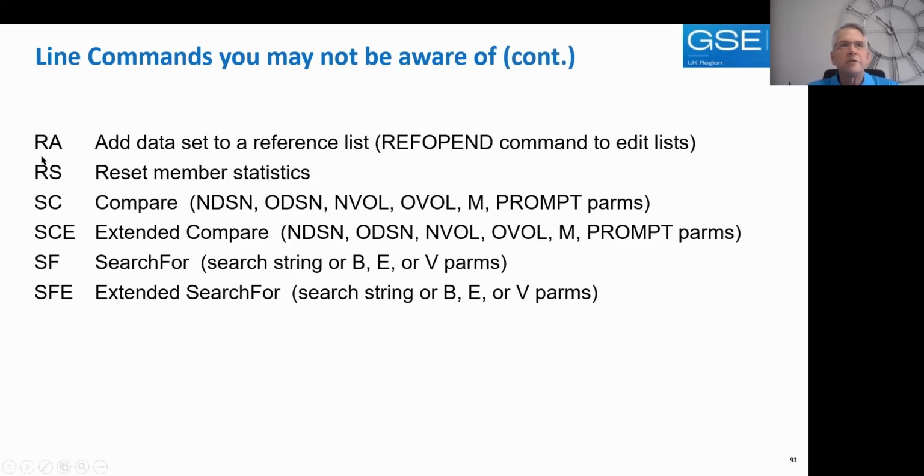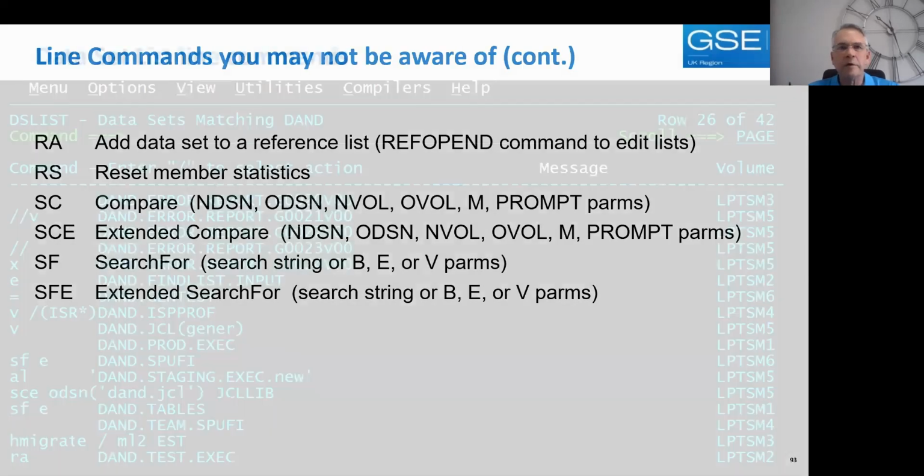This next one I'll demonstrate in a little bit. It's the RA to add something to a reference list. You can also reset member statistics now. And then there are the couple different flavors of Super C and Search For that you can use directly from 3.4. So here are just some examples.